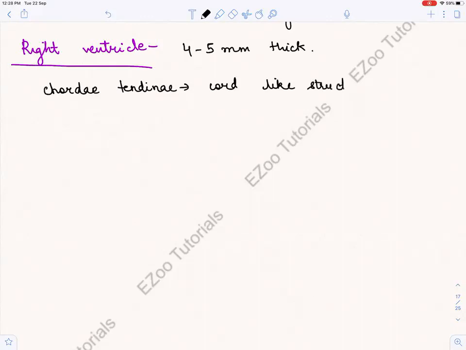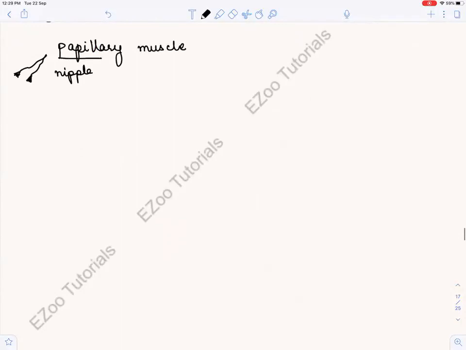and they hold the tricuspid valve, and they are connected to the papillary muscles. I'm just writing the word so that when you read, you know. Papillae means nipple, and these are nipple-like projections. That's why I had drawn the papillary muscles like this, and then this chordae tendineae. Remember, like this.